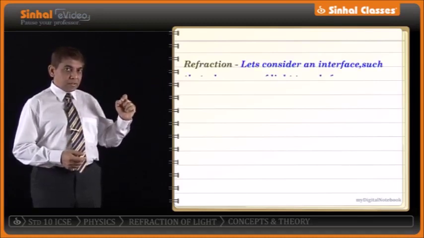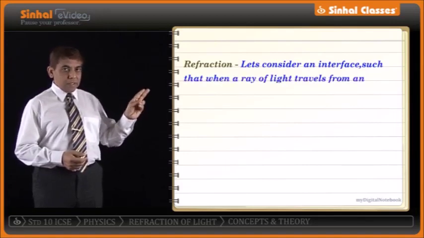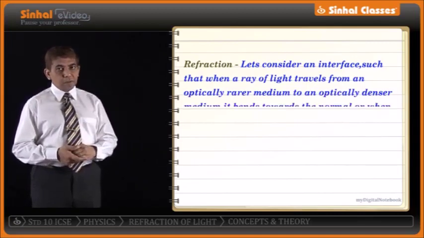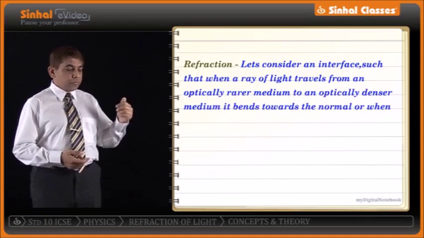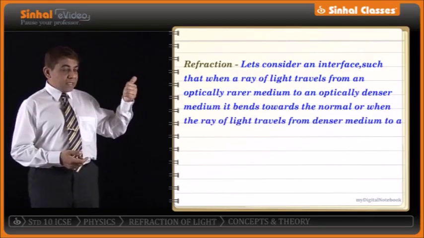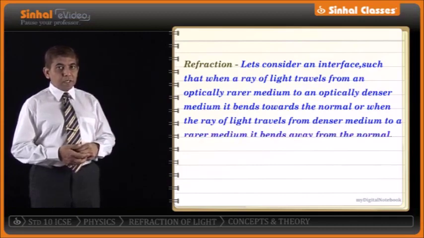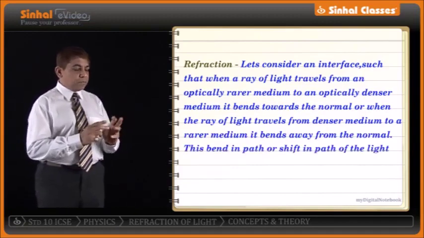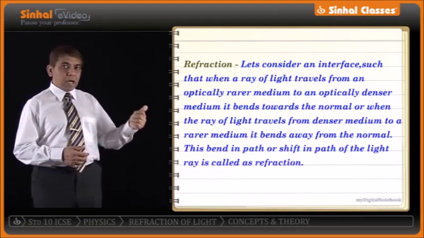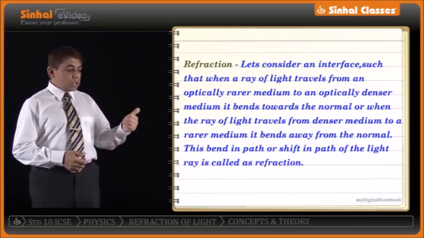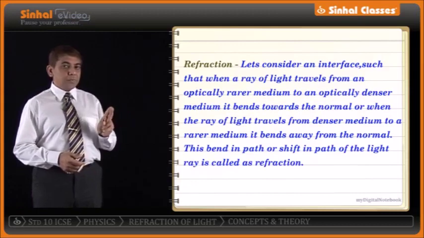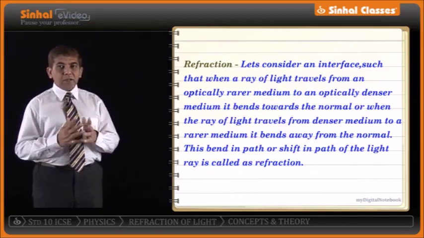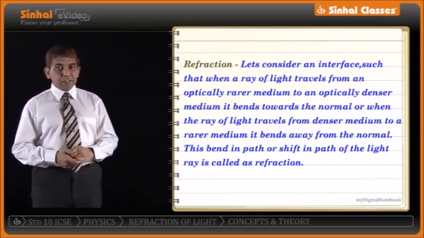When a ray of light travels from an optically rarer medium to an optically denser medium, it bends towards the normal. Or the other way around, when a ray of light travels from a denser medium to a rarer medium, it bends away from the normal. This bend in path or this shift in path of the light ray is called refraction. This occurs purely on account of difference in optical densities. However, it also defines the refractive index of the second medium with respect to first.